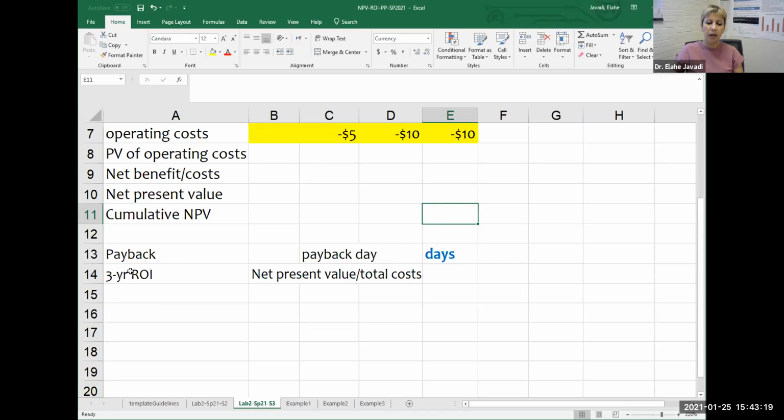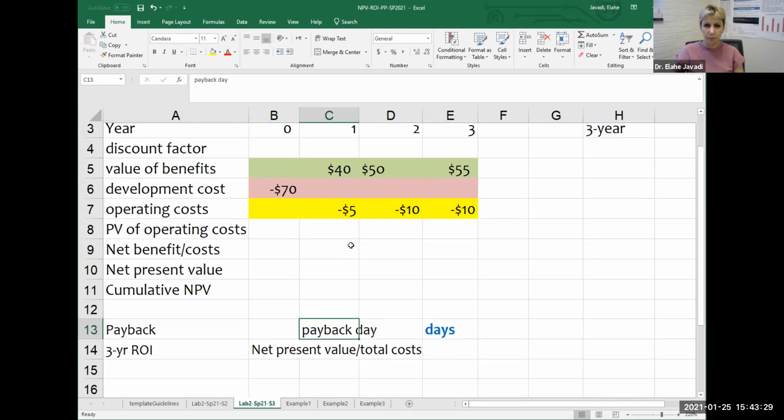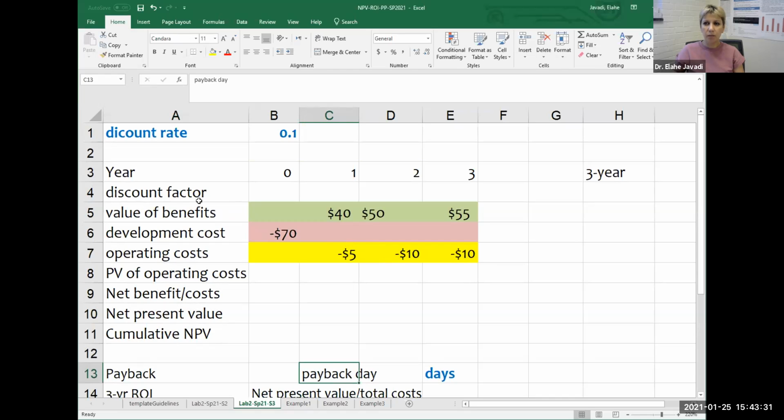That's that value. Then we're going to do return on investment for the 3 years that the project is in play, and then we're going to do payback period or the break-even point. So the inputs of the calculation for cost benefit analysis are the benefits over the years, the upfront cost or development cost, and operating cost plus discount rate.